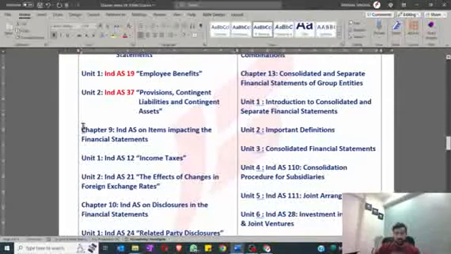Then comes chapter 9. The coverage of chapter 9 is Ind-AS on items impacting the financial statements. So we'll be studying about some items which impact financial statements.